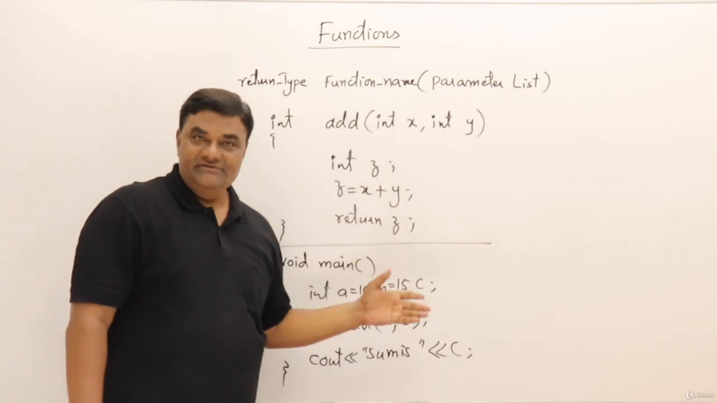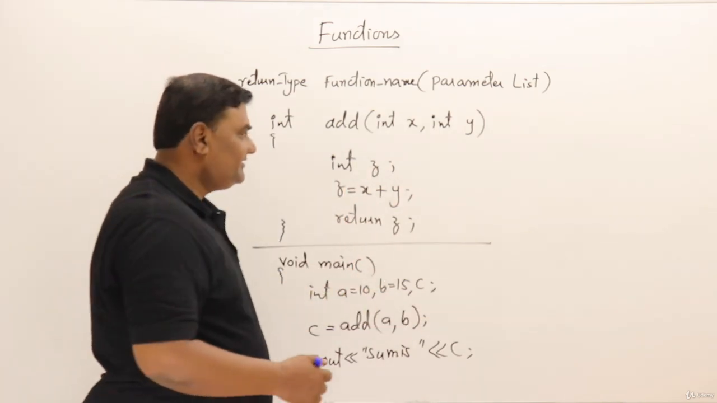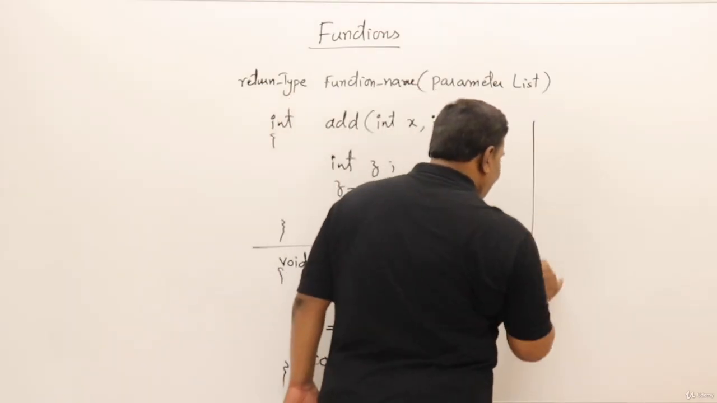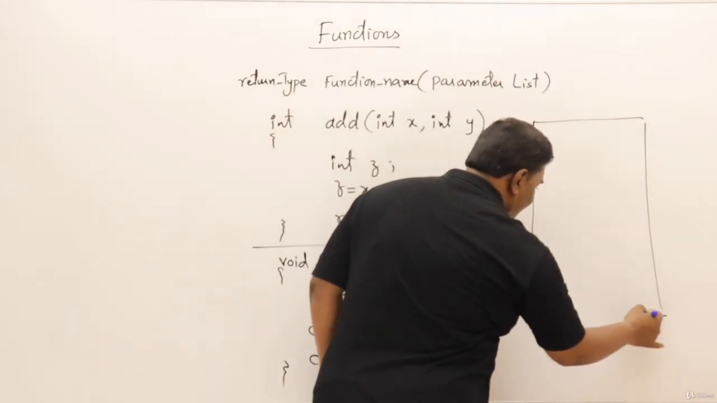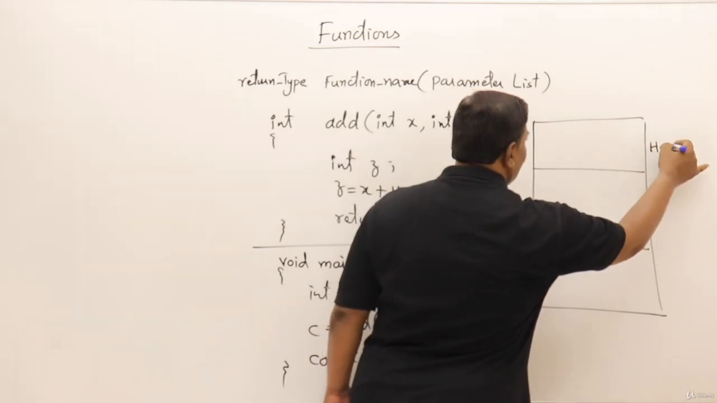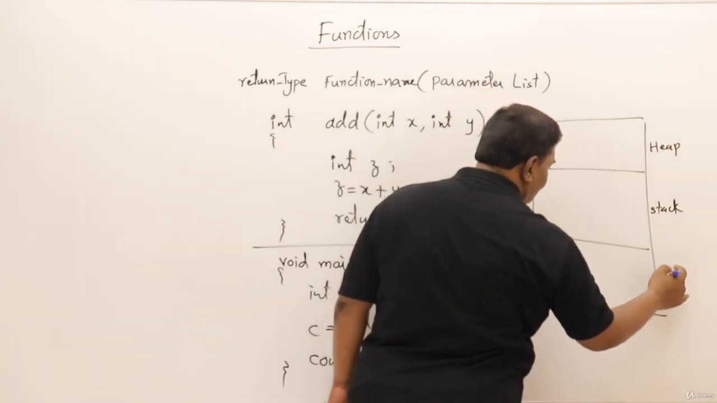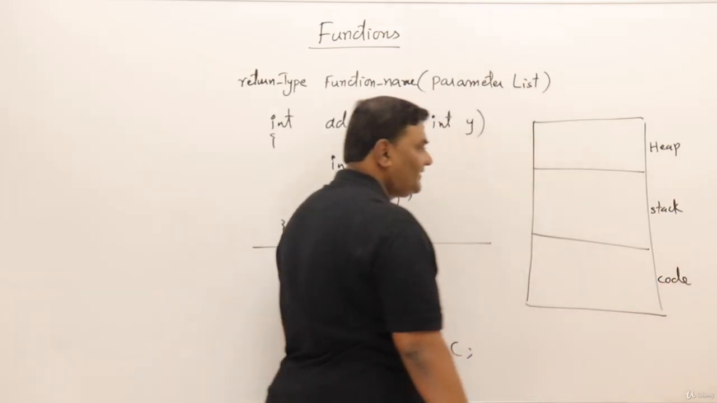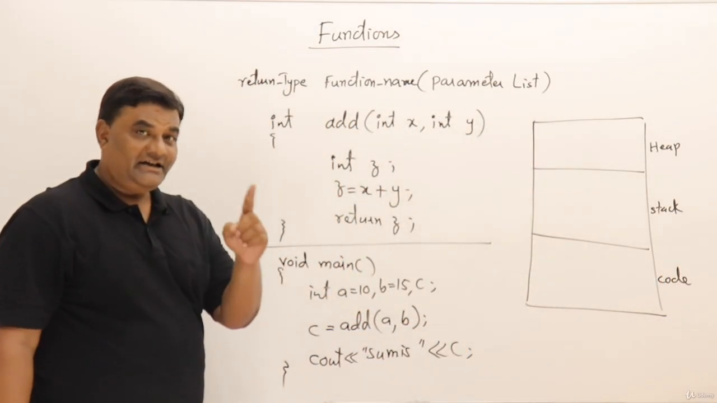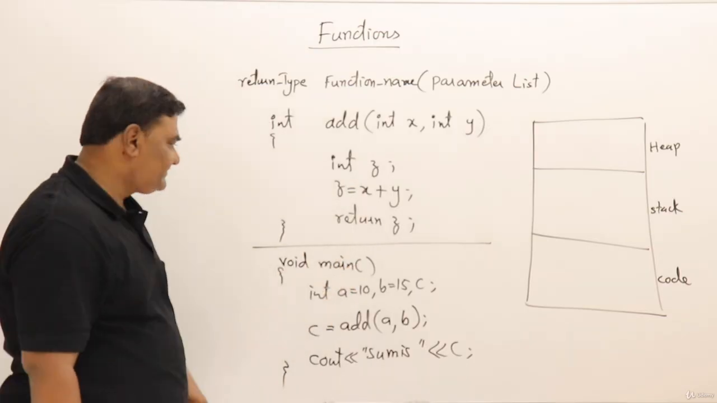Let us see how this works inside the main memory. I will draw the diagram of the main memory and show you. We know that the memory is divided into three sections, that is the code section, the stack and the heap. This working is very important for you. Watch it and remember it always.